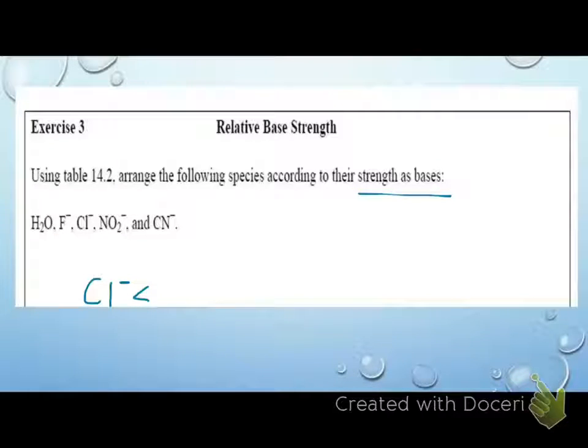So what would be the next strongest? H2O, yep. I know that it's on their thing, but look at it, then after that. And if it helps, you can jot down what acid it came from. This came from HF, this came from HCl, this came from HNO2, and that came from HCN. So that might help you as you're looking through that table.